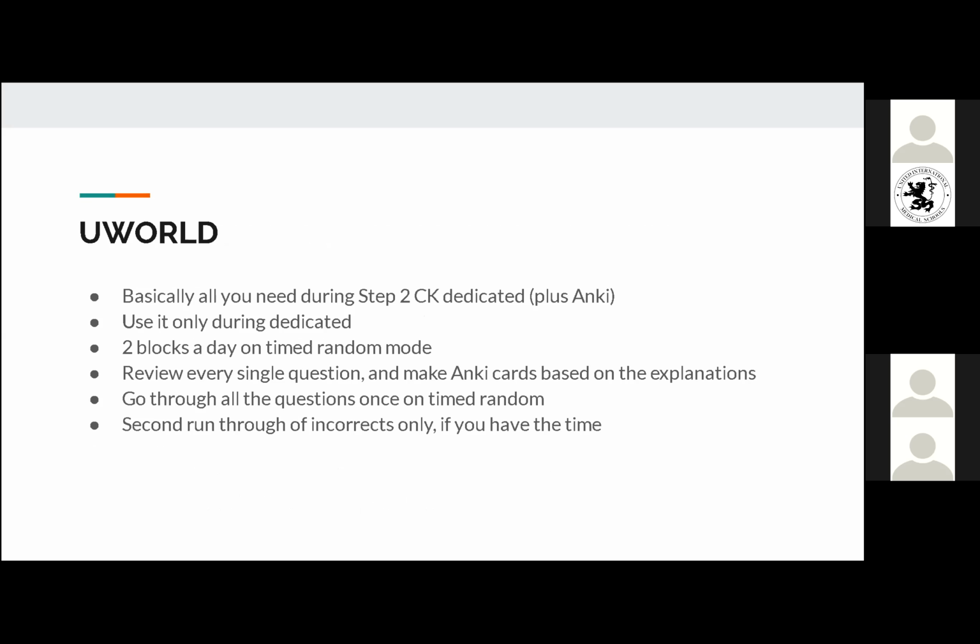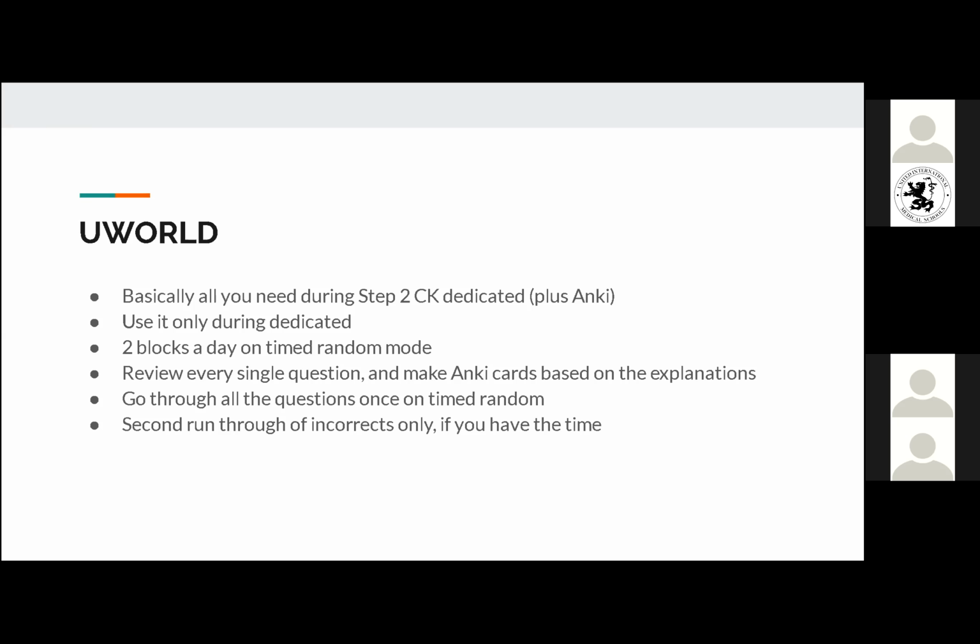Okay, so UWorld for Step 2 CK is basically all you need during dedicated. You don't need any video resource like Beyond, for example. You only need UWorld plus Anki. So do the UWorld blocks and then do the Anki cards, the same way I talked about for Step 1. So use UWorld only during your dedicated.